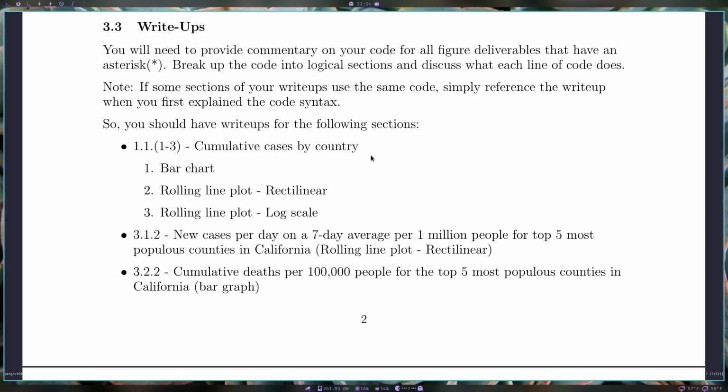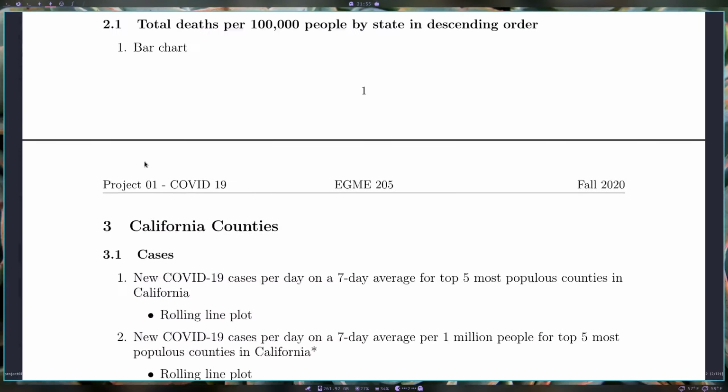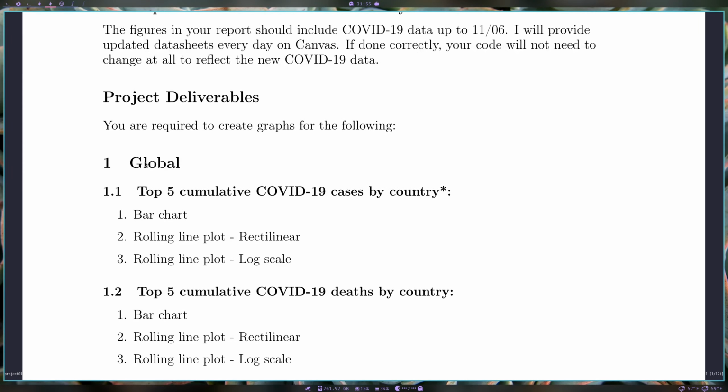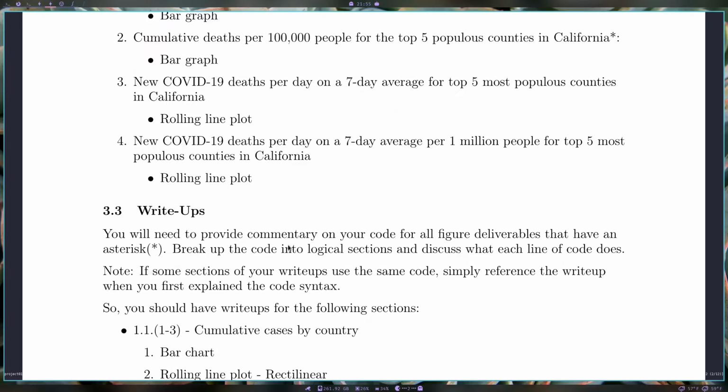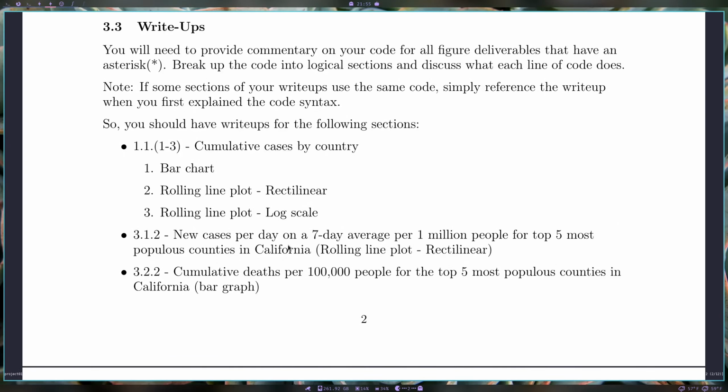Okay, and just to be explicit, I've laid out all of the correct figures or the correct subsections that you need to have for the write-ups. So we have 1.1.123, that corresponds to 1.1, 1.2, and 1.3. Alright, so that should clear it up for the write-ups.